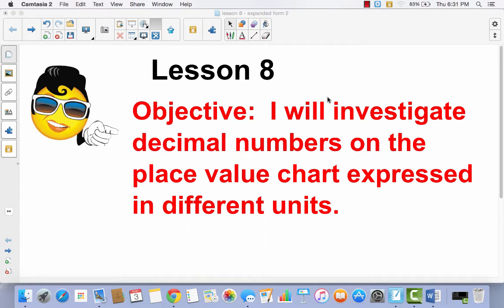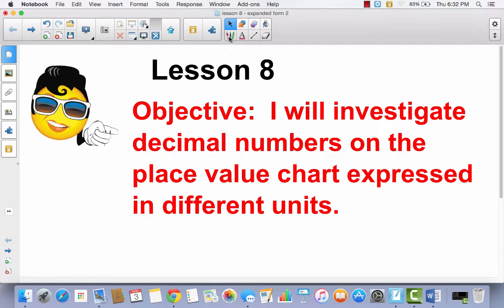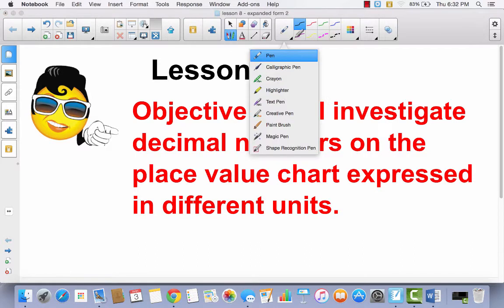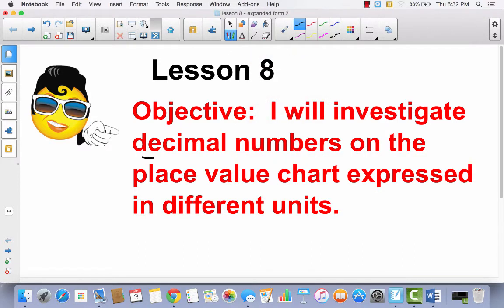Lesson 8, I will investigate decimal numbers on place value chart expressed in different units. So today we're going to talk about how you can express decimal numbers in different units. For example, if I had 5 tenths, we're going to talk about how many hundredths that is. Or if I had 56 hundredths, we're going to talk about how many tenths that is.